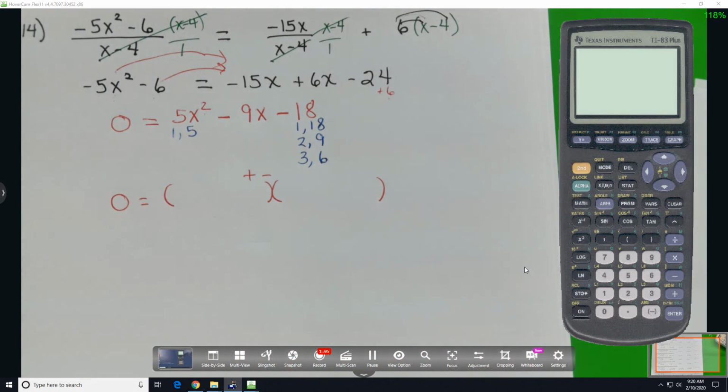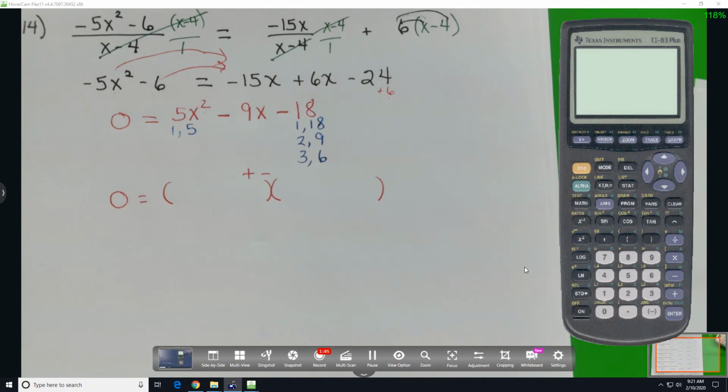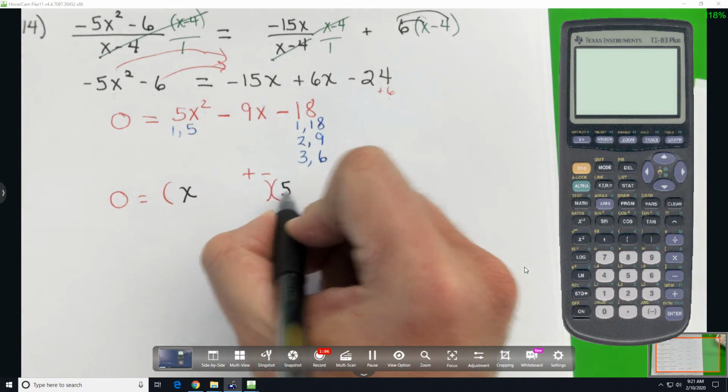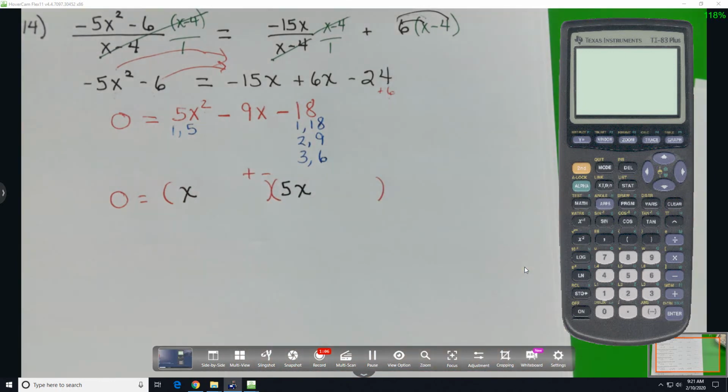Now, there's not a lot of possibilities for the 5. It's going to have 5x squared. It's going to have to be an x and a 5x. Okay? So, 1x, 5x. Oh gosh, what should I try for the 18? 1 and 18, 2 and 9, and 3 and 6. Well, 3 and 6 are going to be the ones that I would use.